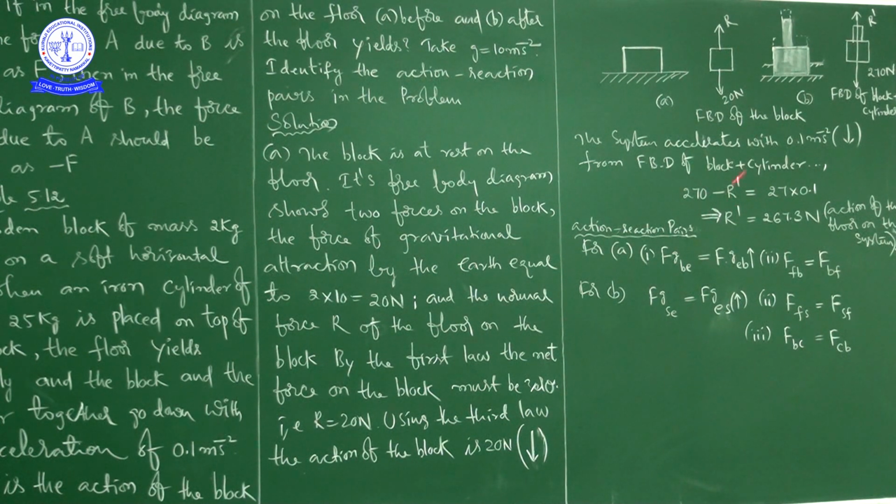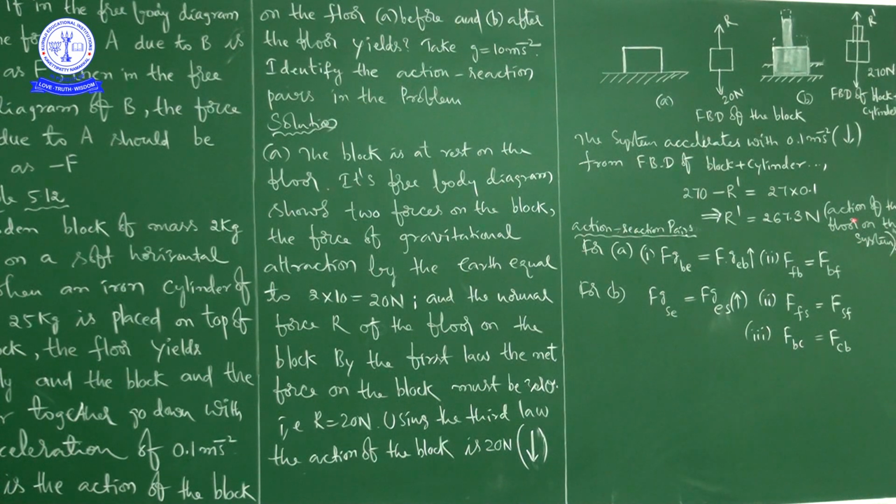Because the gravitational force is acting vertically downwards, right? So the floor is going to yield. That is the reason, first the gravitational force, then minus the normal reaction of the system. System means here block plus cylinder, right? So when you write 270 minus R dash is equal to 27 into 0.1, mathematically the R dash value will become 267.3 newtons. Okay, so this is what he is asking to find, that is the action of the block.